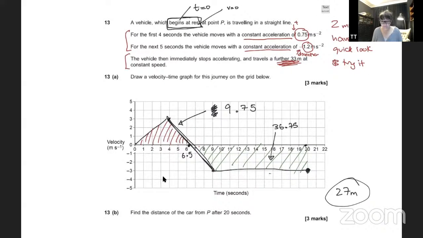Right. So question is, how do we know that it is 6.5? Because the gradient is 3/4.